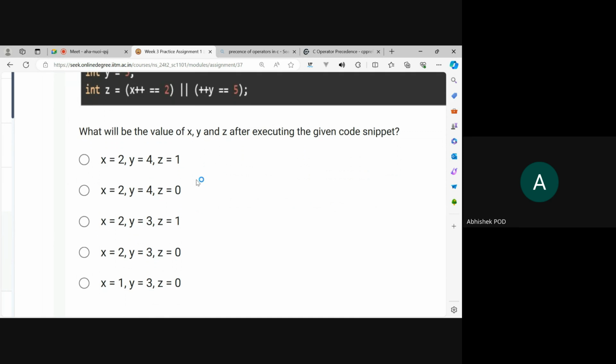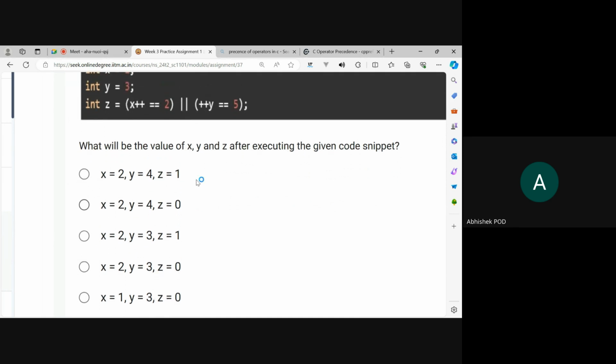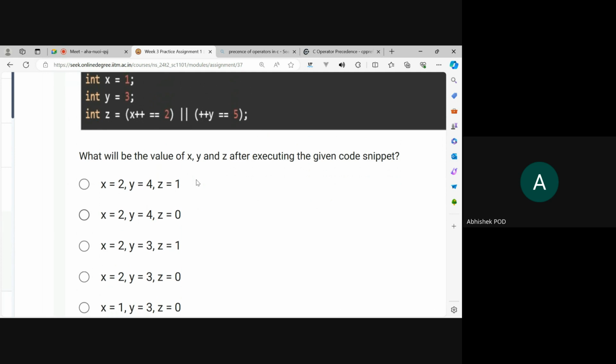So we have three options available here. What do you think? Which one is correct? The value of z is 0, but x is going to be 2 and y is going to be 4. So x 2, y 4, z 0. Second option is correct. Is that understood? Yes, sir. Right.